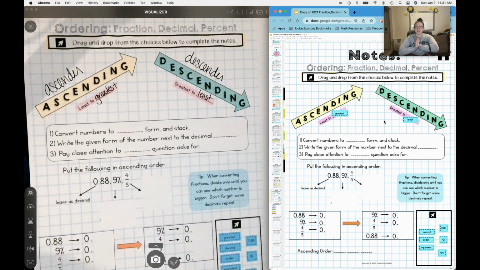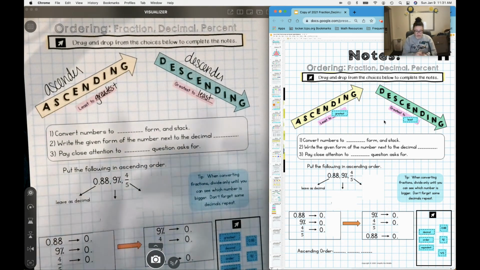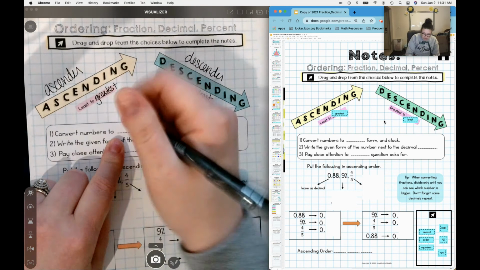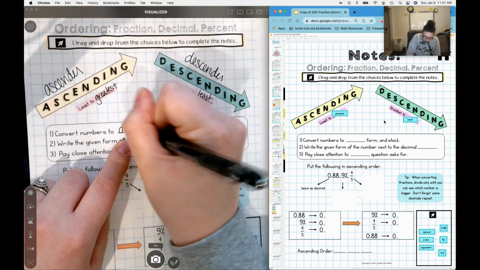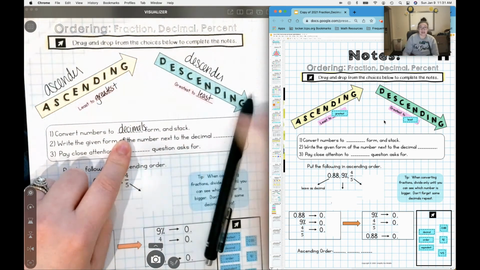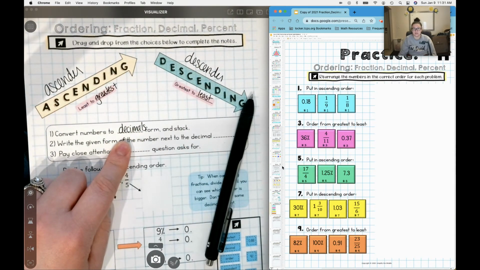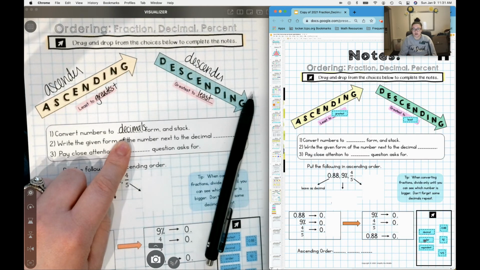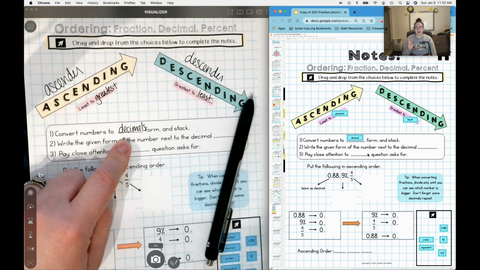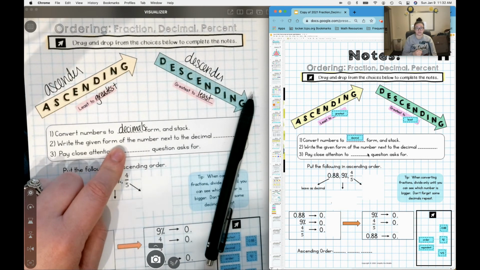We're going to start off doing the exact same steps that we did when we were comparing. We want to convert our numbers into decimals, and then we want to stack them up. Now that we're ordering, we're going to have 3 or more numbers. With comparing, it's just looking at 2. With ordering, it's 3 or more.